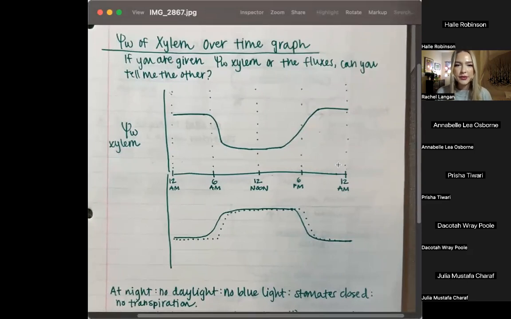Okay, questions about this graph? What does the bottom graph mean again? Like, what is it measuring again? The dark line here is transpiration rate, and the dotted line is root uptake, root cell uptake of water.